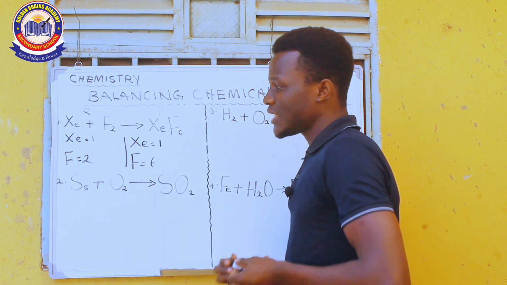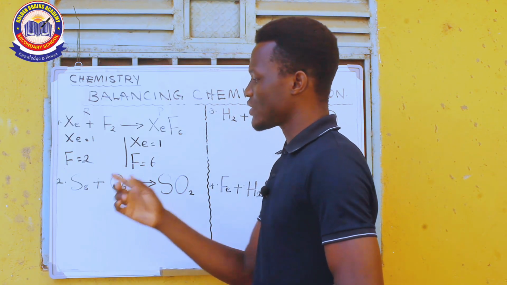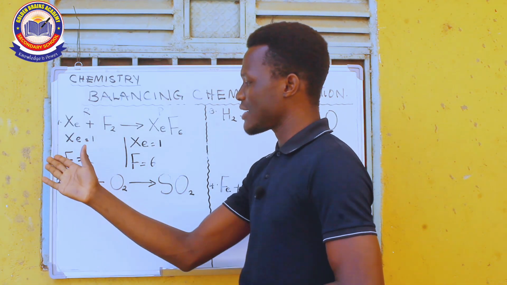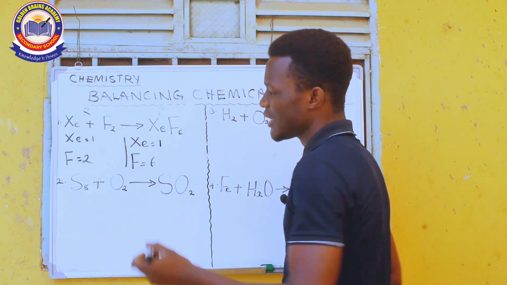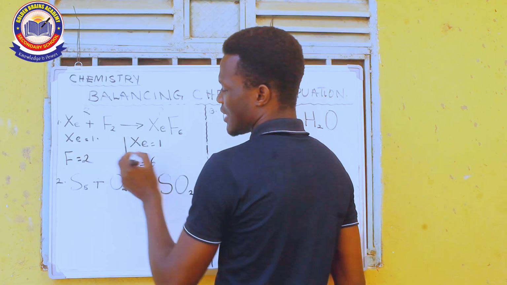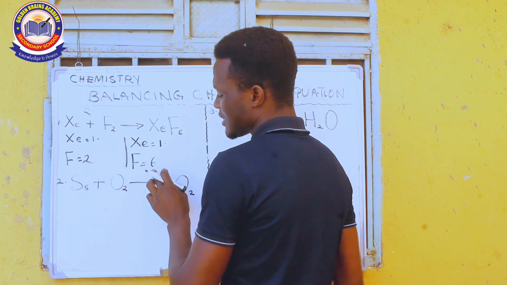But then we said the equation here is not balanced. What you have to do is to balance this to make sure the number of elements on the reactant side equals the number of elements on the product side. Now what are you going to do? Like here we say xenon is 1 here, and here xenon is 1. We say xenon is balanced, but here we have 2 fluorine and 6 fluorine.